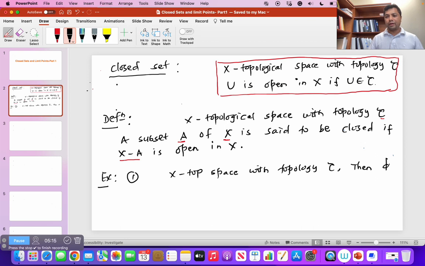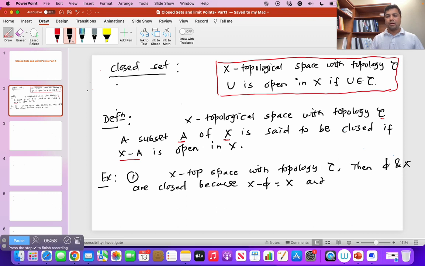Then both the empty set and the whole set X are closed, because, let's say, if the empty set is closed, then its complement should be open in X. Now let's take the complement of the empty set phi. That means X minus the empty set phi. If we take X minus the empty set, that's going to be X. So the complement of the empty set is X, and we know that X is in topology tau, so X is open. That means the complement of the empty set is open.